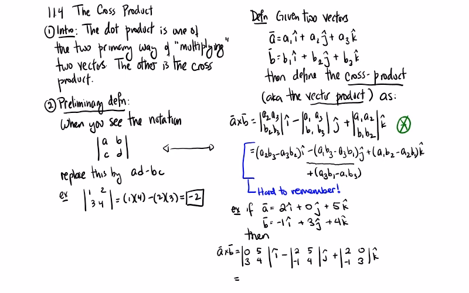And then what we're doing is we're doing the calculation on the left. So 0 times 4 minus 3 times 5 is negative 15i. Minus, so we have 2 times 4 is 8, minus a negative 5, so 8 plus 5 is 13, j right there. And then 2 times 3 is 6. Don't worry about what this factor represents just yet. Just notice that we did the calculation.